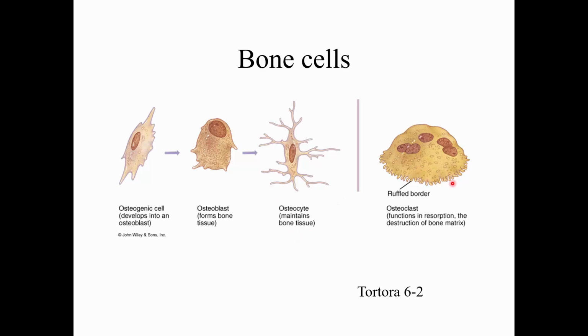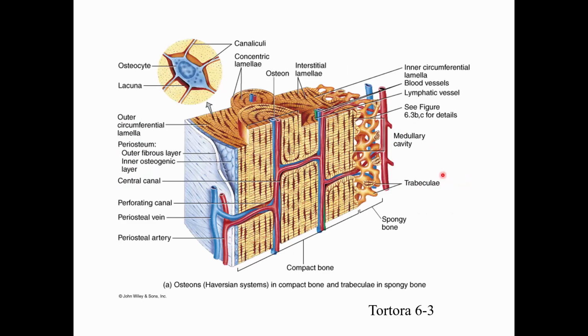There's a completely different cell. It's from a monocyte cell line that differentiates into an osteoclast. These are the cells that break down bone. Bone breakdown is called resorption.